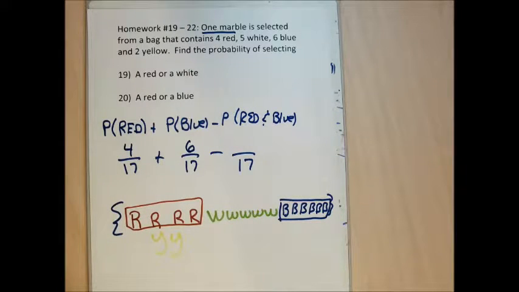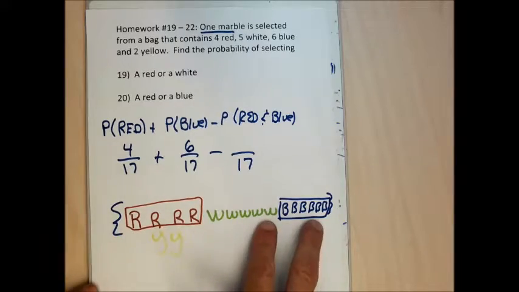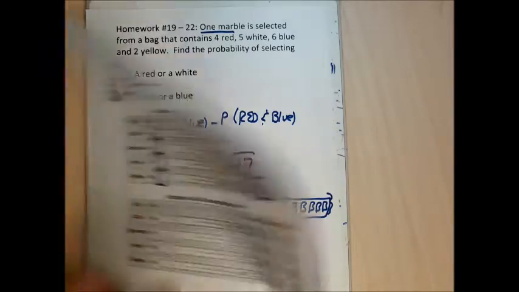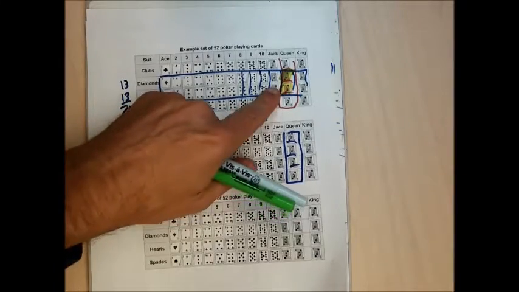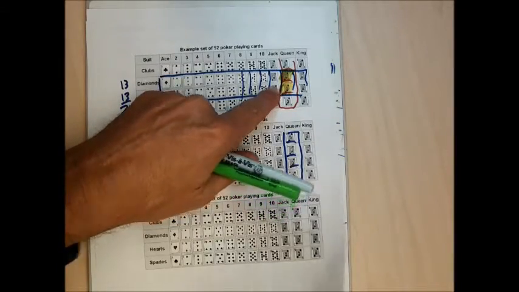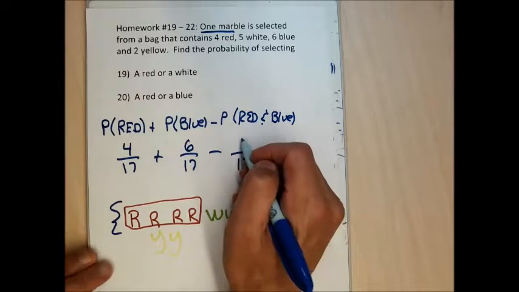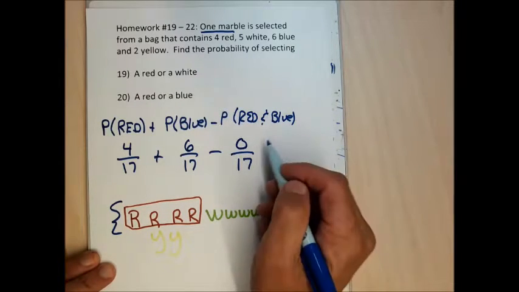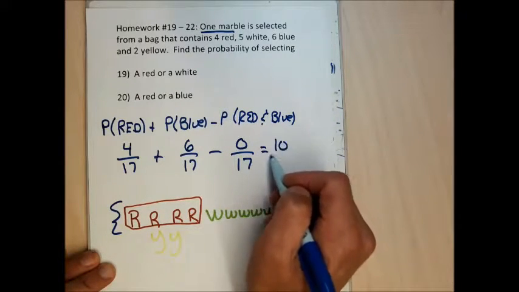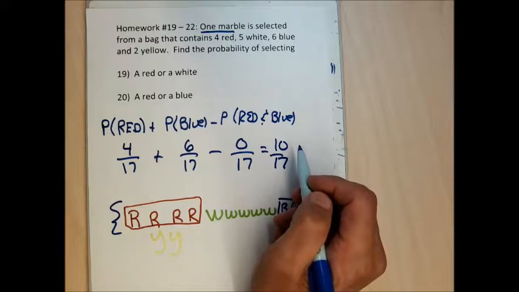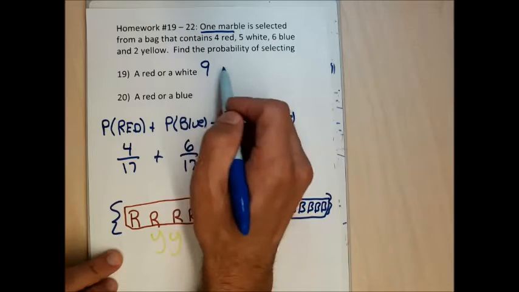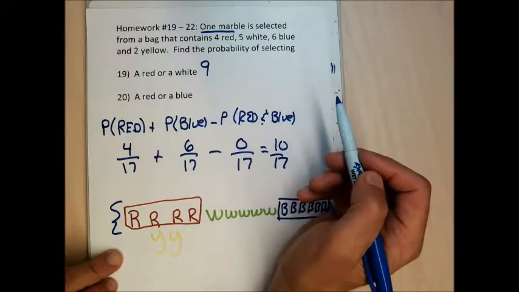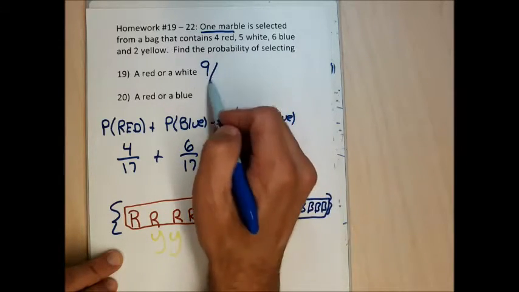And then for the and, because this group and this group don't overlap, when the groups don't overlap, like those cards, you get a 0 in the numerator. When the groups have overlapping, you get something in the numerator of the and probability. So here, this is going to be 0 and 17, and when I add these up for an answer, I'm going to get 10 and 17. For your problem 19, I get 9 and 17. Makes sense.